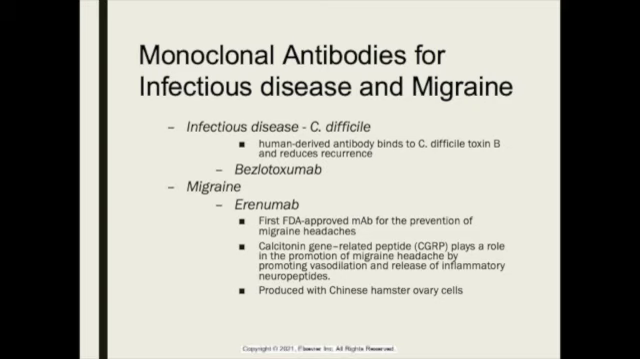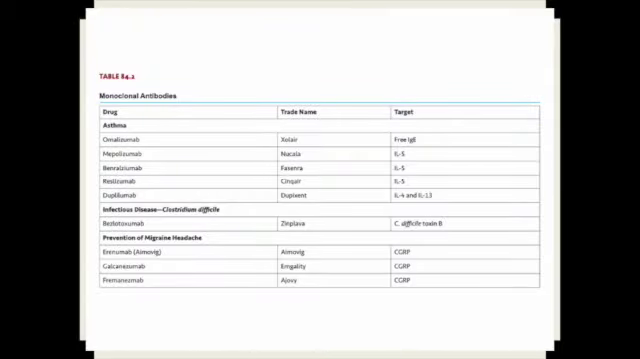It's interesting that this drug isn't derived from human antibodies. It's actually produced with Chinese hamster ovary cells, and it's administered to patients sub-Q. In clinical trials, it was shown to be effective in both episodic and chronic migraines, but right now FDA approval is only for preventative migraine headaches. You can see here on this chart the monoclonal antibody name, trade name, and what it's targeting.